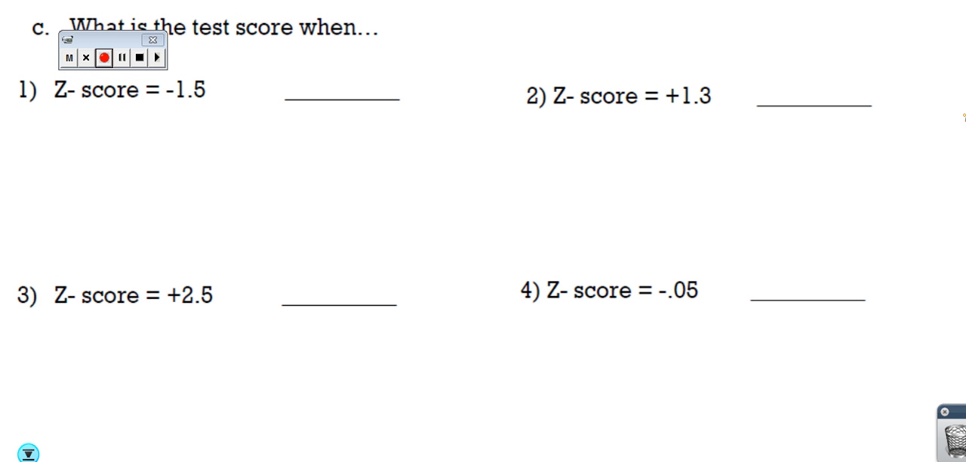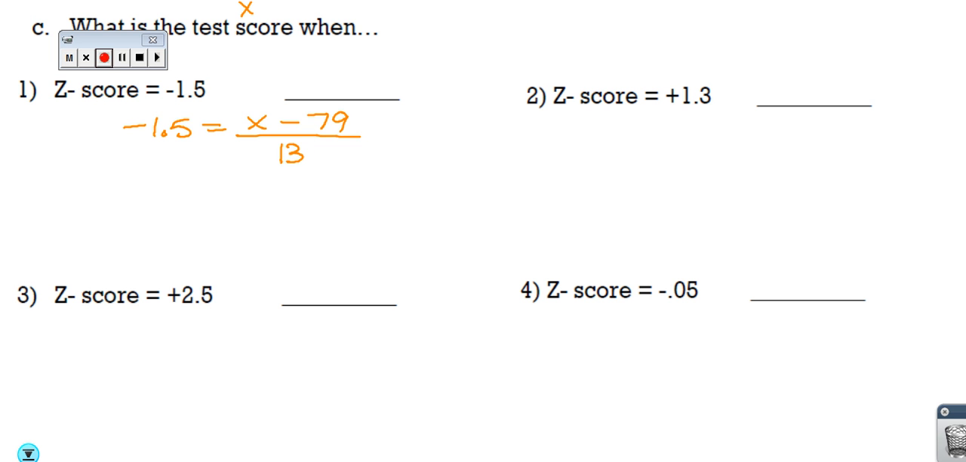Now getting to part C, we want to know what the test score is when we have certain numbers for z-scores. So we are again looking for x. We want to know what that data element is. So for the very first one, our z-score is negative 1.5. We're looking for what x is. We still know our mean is 79, and our standard deviation is still 13.